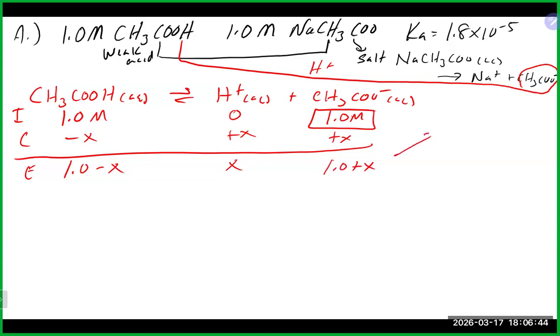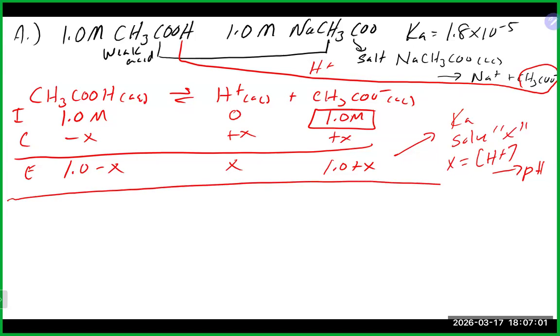This obviously would go into our Ka expression. You would solve for X. X would equal the H plus concentration, which would then lead you basically to the pH, just like a normal ice table that we've done before. You can sort of leapfrog all of that by, again, recognizing that this is your buffer here.